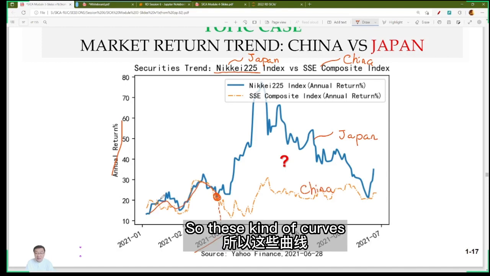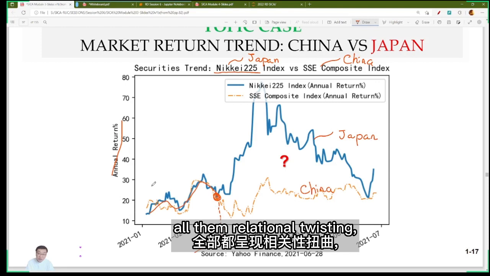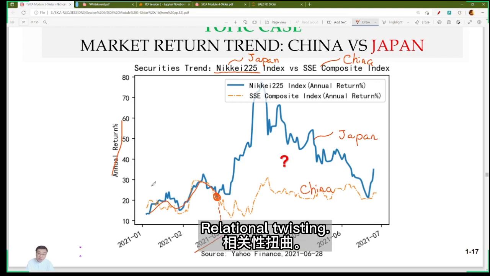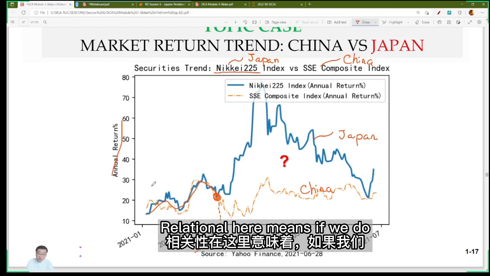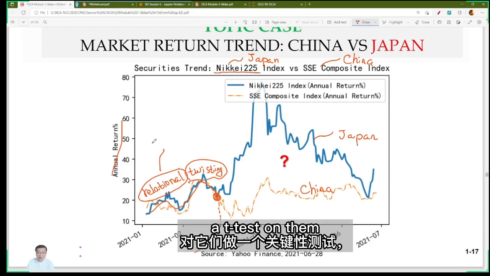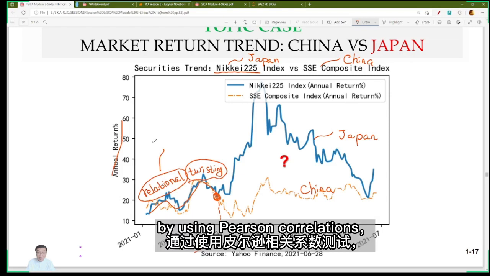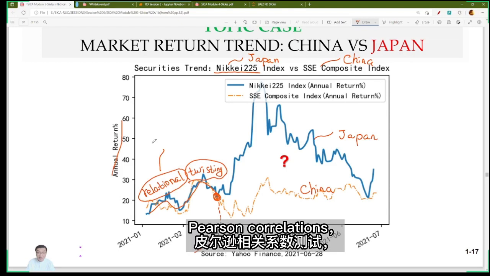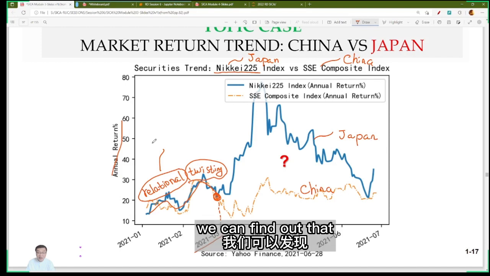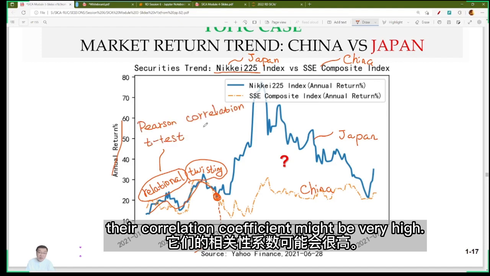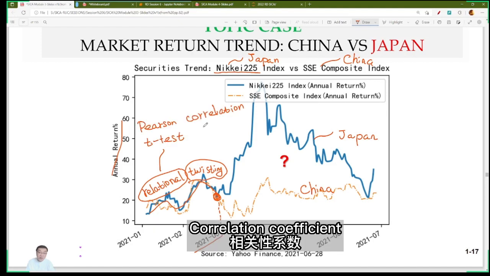So these kinds of curves, we call them relational twisting, right? Relational twisting. Okay. First, they are twisting with each other. Second, they are relational. Relational here means if we do a t-test on them by using Pearson correlations, we can find out that their correlation coefficient might be very high.